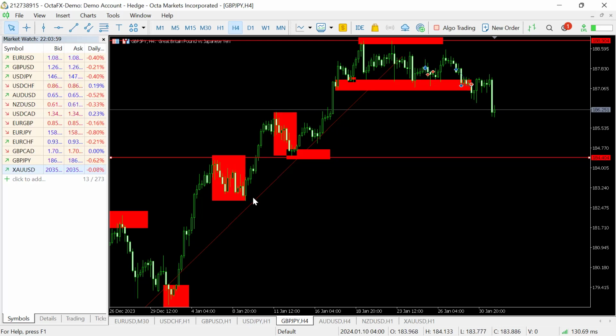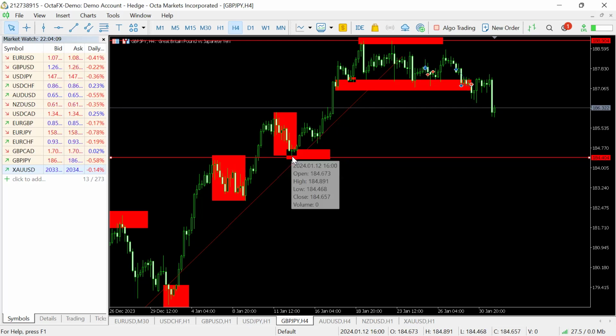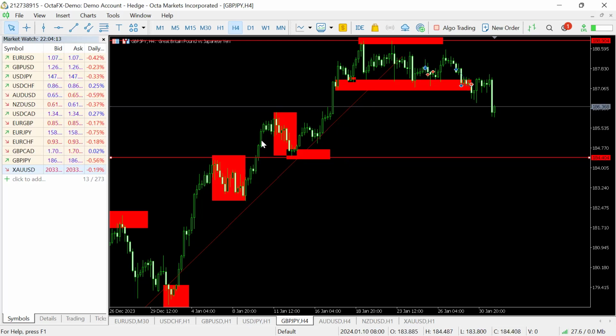Blessing, this is a pullback. It experienced a pullback, then it went ahead and broke it. Take note, it came down to that point and tested it as a support. Before now, it was a resistance; it broke it, tested it as a support, and went up, okay?